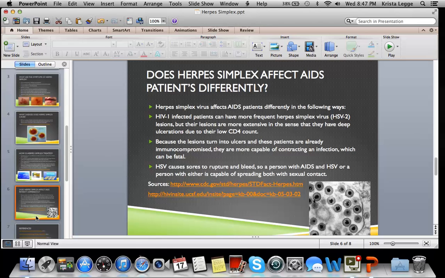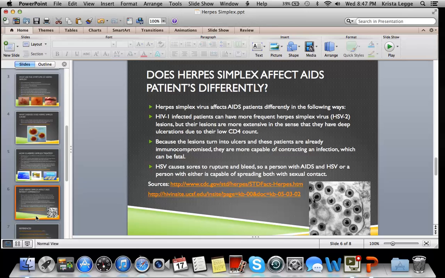Because these lesions are now ulcers, these patients are not able to get rid of them because their body is already immunocompromised from the AIDS. So, because of this, they're more capable of contracting an infection, which can be fatal because their body is not able to fight off the infection.